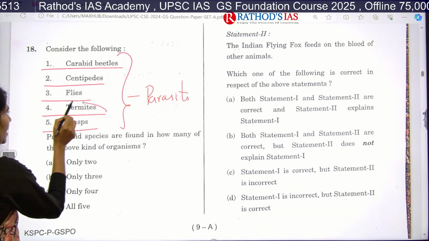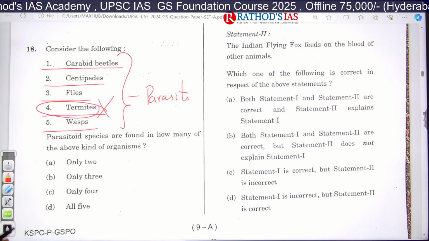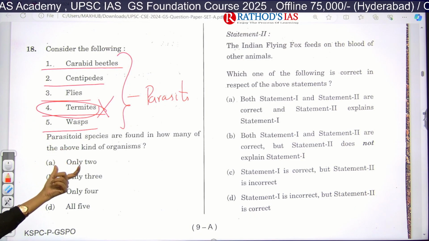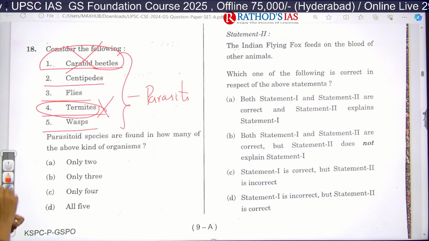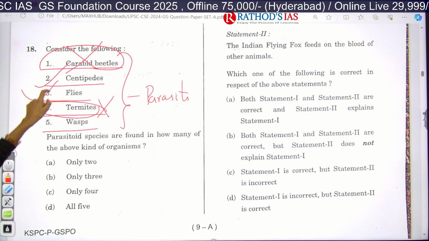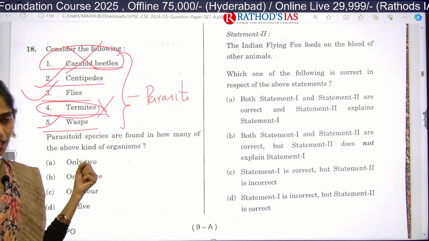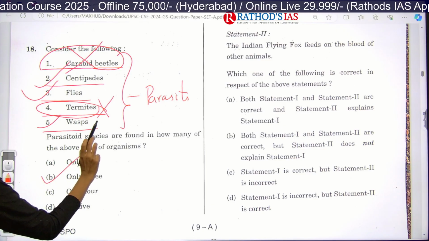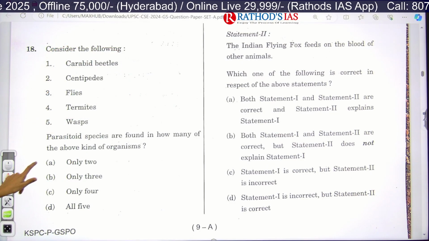Termites won't act as parasites. They do not belong to this parasitic species. And carabid beetles also are not. Yes, the centipedes, flies and wasps have some species in them, so they will be acting as parasites. So the correct answer is B, only 3. The termites and beetles did not.